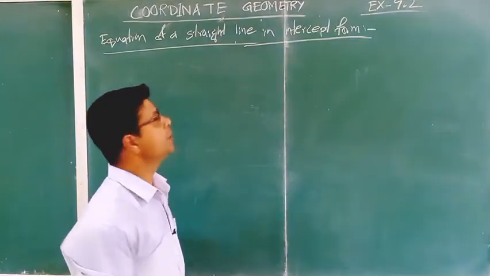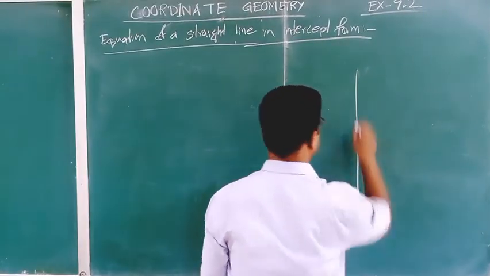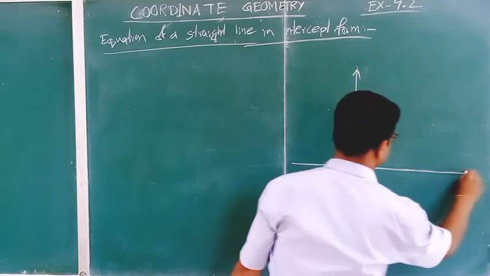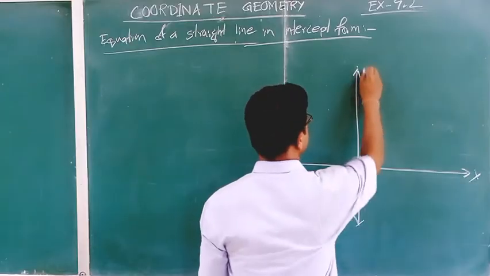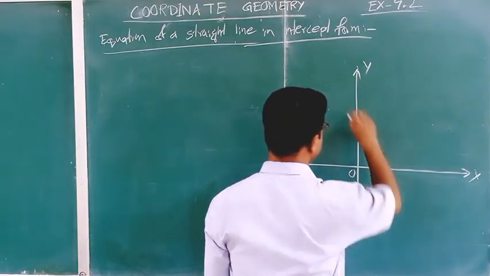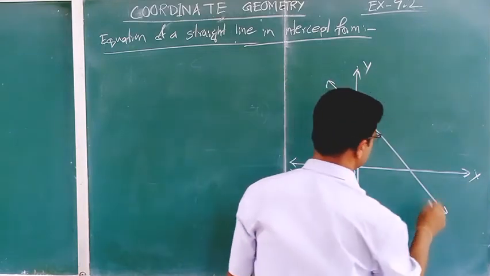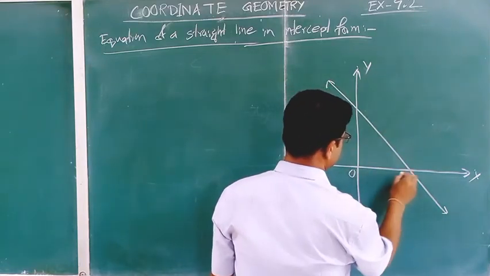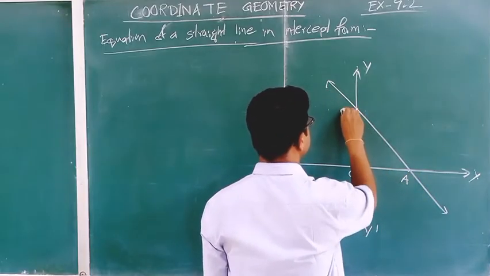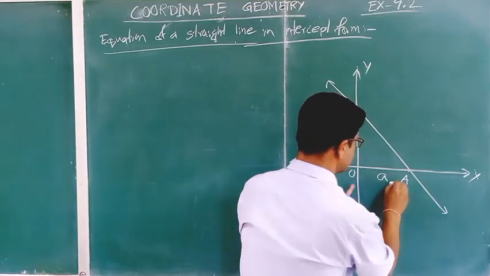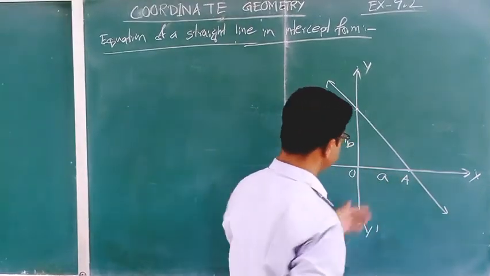Is it okay? After this we have the equation of a straight line in the intercept form. What do we mean by this? At first we have to know the x-axis, x'ox, and this is the y-axis, yoy'. Intercept form means the straight line intersects both the x-axis as well as the y-axis. Say this point is A and the point where it intersects the y-axis is B. This distance is represented by a. The x-intercept is a, and the y-intercept is b. In this way you represent it.